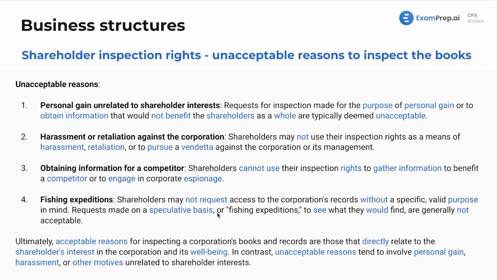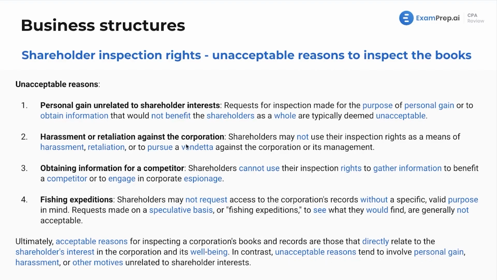Requests made on a speculative basis, what you could call phishing expeditions to see what you can find, are generally not acceptable. Yeah, I just want to look through the books and see if I can find anything that looks odd or misleading. Nope, you need to have a specific purpose. Ultimately, acceptable reasons for inspecting these books and records are those that directly relate to the shareholders' interest in the corporation and its well-being. In contrast, unacceptable reasons tend to involve personal gain.